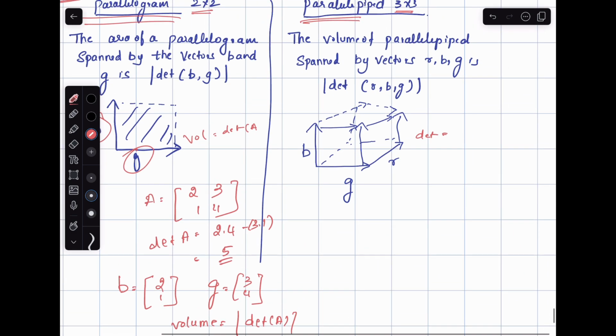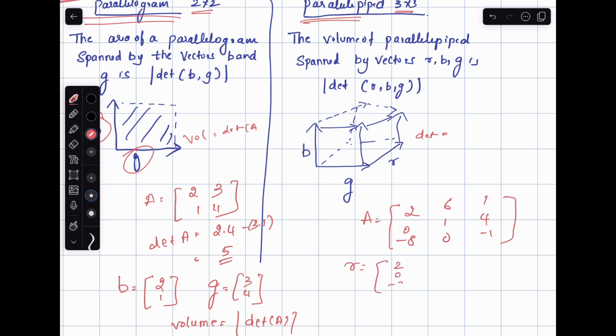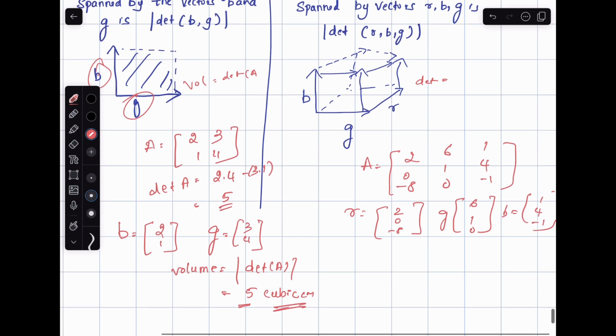Now how will you find it for 3 cross 3? Again, you are finding the determinant itself. Suppose you have a matrix, say 2 0 minus 8, 6 1 0, 1 4 minus 1. Now you have three vectors, say R, G, B. R is the first column, G is the second column, also called the second vector, and B is the third vector. Now we have R, G, B.